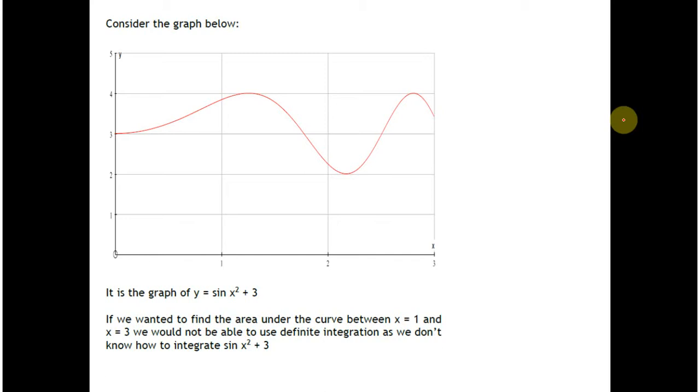Consider the graph below. It is the graph of y equals sine of x squared plus 3. If we want to find the area under the curve between x equals 1 and x equals 3, we would not be able to use definite integration, because we don't know how to integrate sine x squared plus 3.